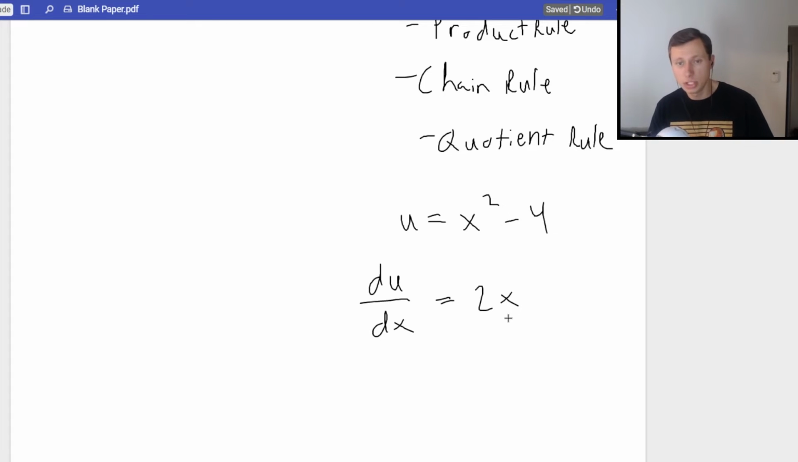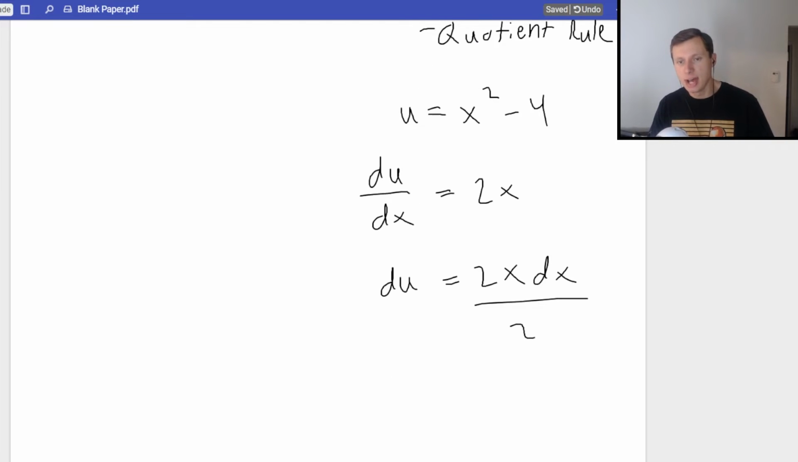And actually what I want to do here is I want to solve for dx. So I'm going to multiply both sides by dx. On the left I just have du. On the right, I then have 2x dx, and then I just need to divide both sides by 2x, and we'll end up getting dx equals du divided by 2x.